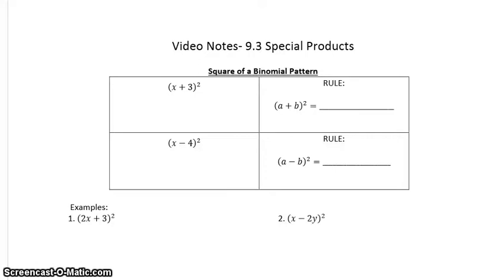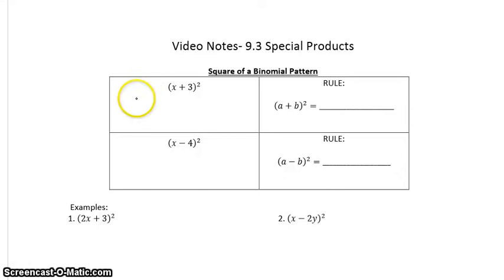Alrighty, this is video notes for section 9.3 talking about special products. So we're going to look at some examples of polynomials multiplied together that we can use a shortcut to figure out what their product will be. So for example, if you look in the first box, we have x plus 3 squared.